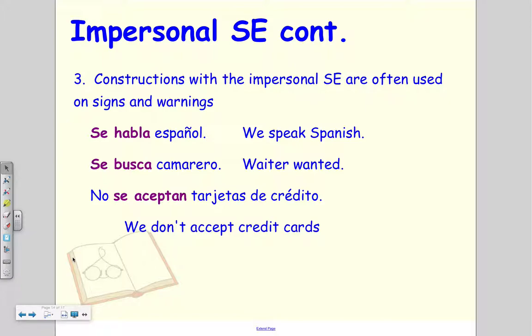In want ads, you would see something like se busca camarero, waiter wanted, okay? Se busca secretario. Se busca profesora de español, okay? And another general one that you see very often, se aceptan or no se aceptan tarjetas de crédito. Okay, so general information.